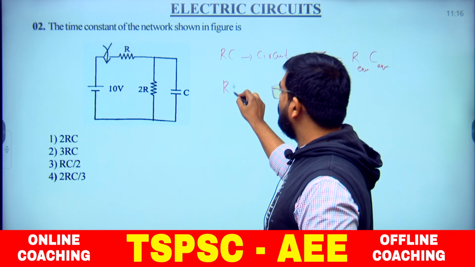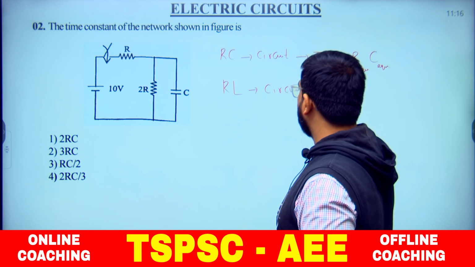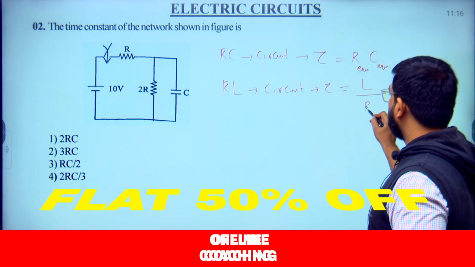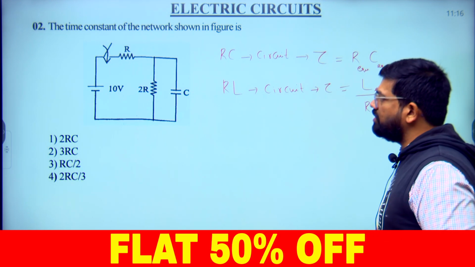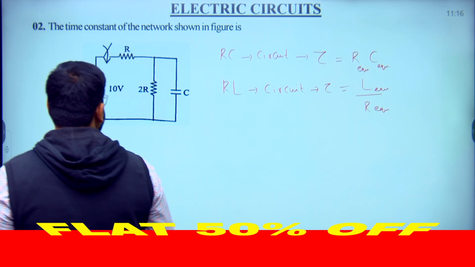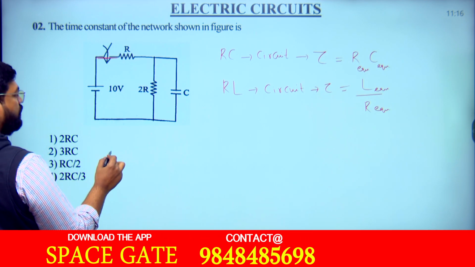Whenever we have an RL circuit, what must be the time constant here? We take it as L by R. For multiple elements, it is L equivalent by R equivalent. These are the relations we use to find the time constant.